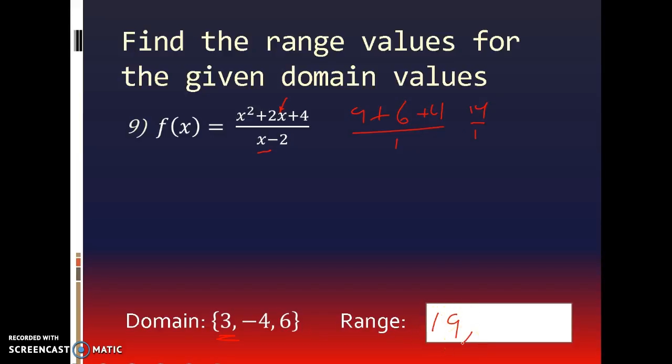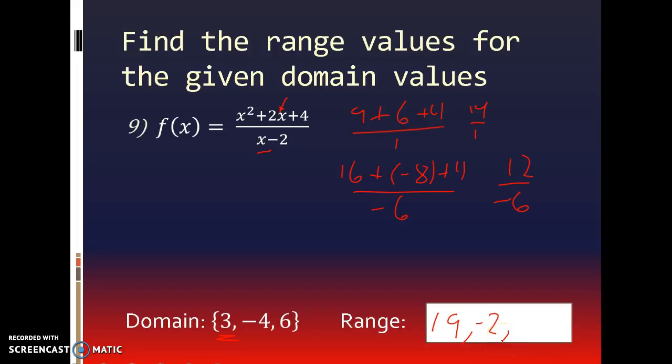Then I'm going to plug in negative 4. Negative 4 squared is 16, plus 2 times negative 4 is negative 8, plus 4. And the bottom, negative 4 minus 2 is negative 6. So in the numerator, 16 minus 8 is 8. 8 plus 4 is 12. Divided by negative 6 is negative 2.